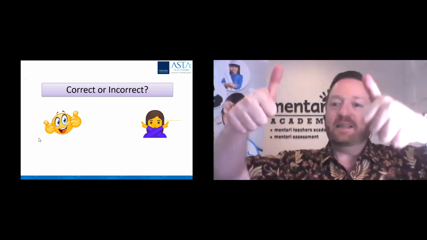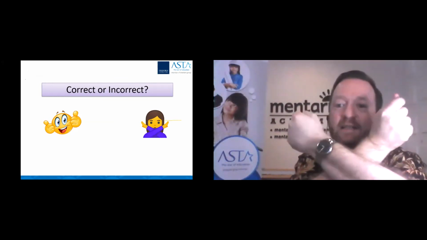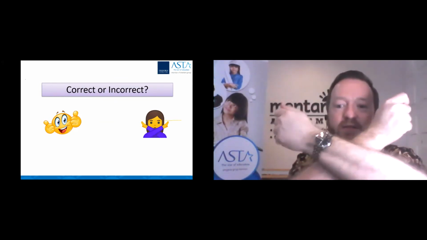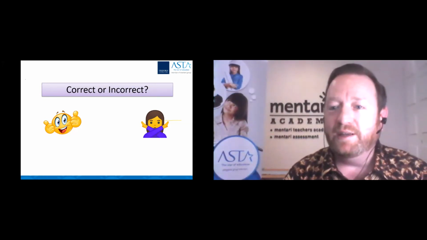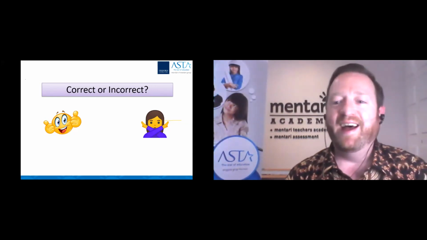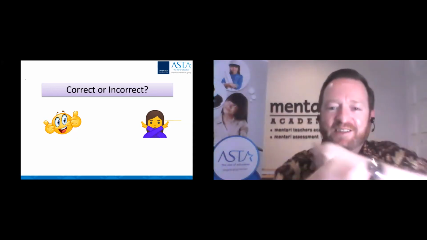If the sentence is correct, I want you to put your thumbs up. If the sentence is incorrect, I want you to put your arms across in front of the screen, okay? So I can see if my students are paying attention, and I can see that some of my students are not paying attention at the moment. Okay, so if it's correct, do this to the screen, please. If it's incorrect, do this.